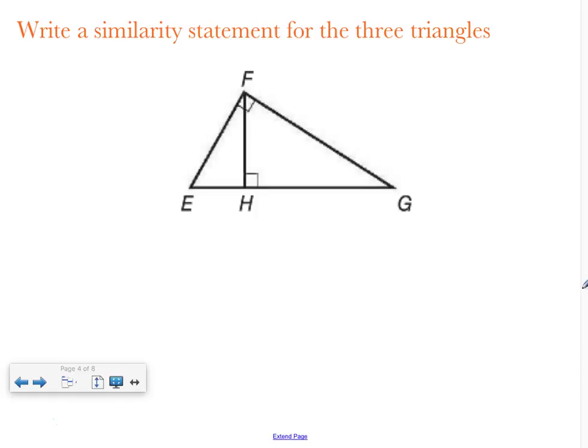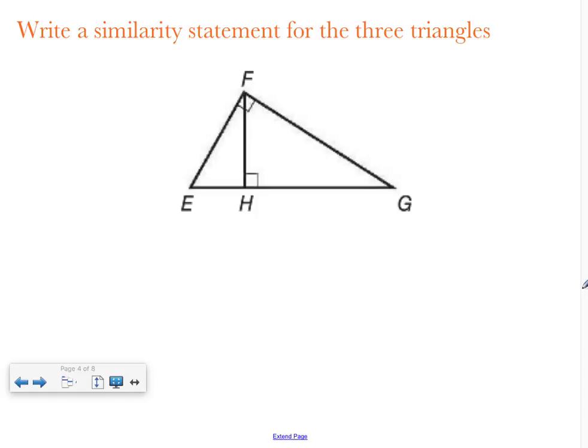And now we have this geometric mean business. When you have a right triangle, you see this big right triangle? When you draw in the altitude from the right angle to the hypotenuse, this FH, it creates 3 similar triangles. It's just a property. So now our job is to write a similarity statement for all 3 of these triangles.